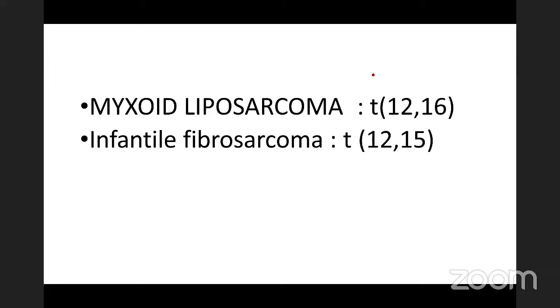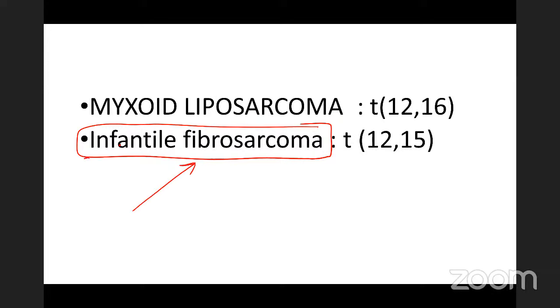Perfect. So myxoid liposarcoma has the 12;16 translocation, whereas infantile fibrosarcoma, this was the question, one of the jinx questions that I had posted one day before the exam. So please remember, this is one mutation you have to remember. Who is an infant? Up to 12 months. And fibrosarcoma is 16, so 12;15, sorry.